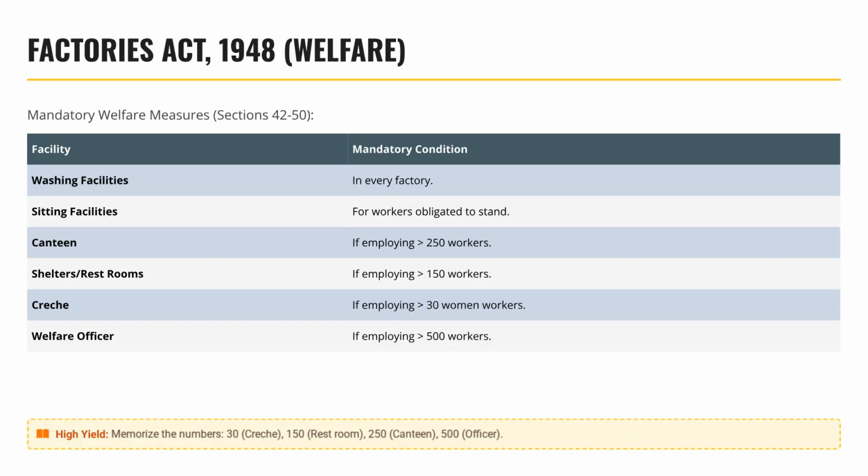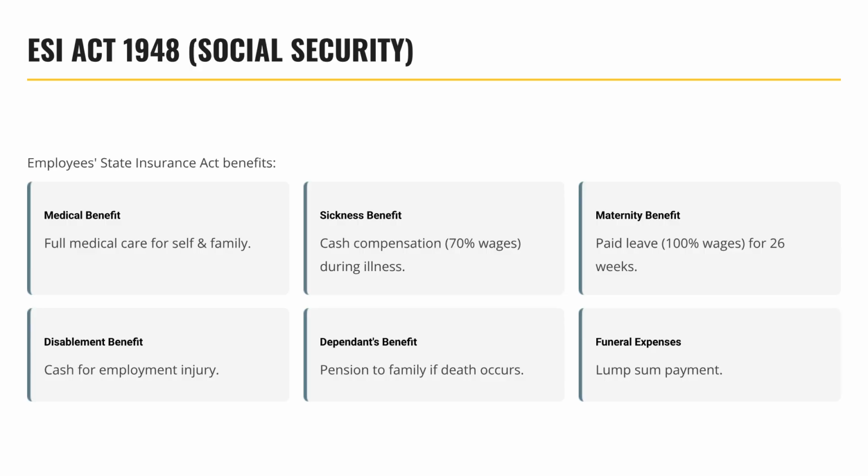The Factories Act of 1948 also mandates various welfare measures under Sections 42 to 50, including provisions like washing facilities and first aid appliances. The ESI Act of 1948 provides Social Security benefits, including full medical care, sickness benefit at 70% of wages, maternity benefit at 100% wages for 26 weeks, and disablement or dependence benefit for injuries or death.